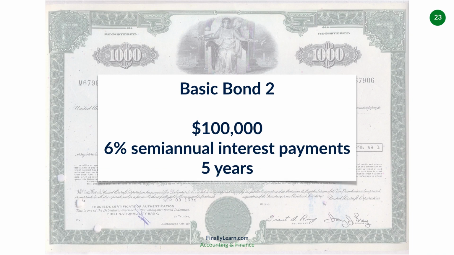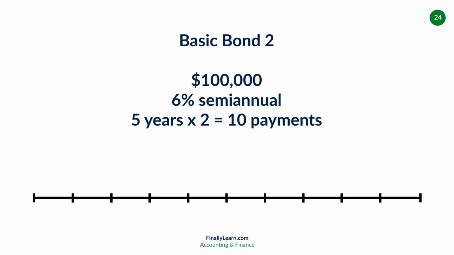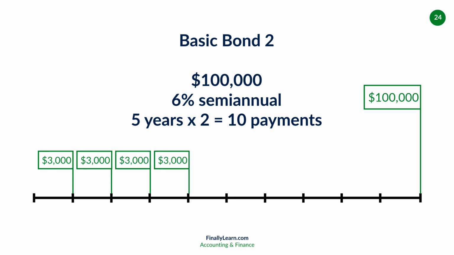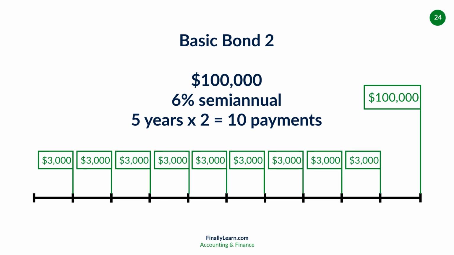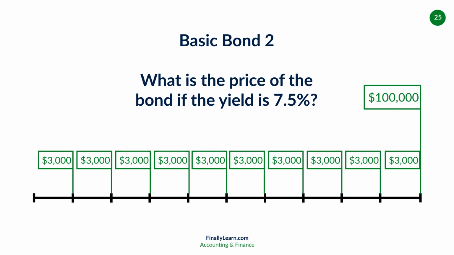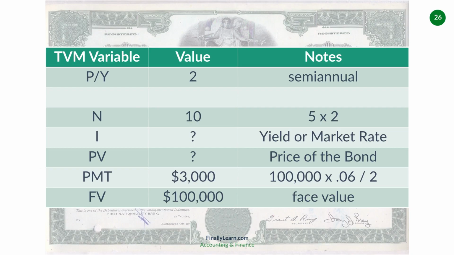All right, this is the same bond, just the second example. So $100,000, 6% bond for 5 years. Obviously, the payments would be just the same. You'd receive $100,000 at the end and $3,000 along the way. Well, what's the value of this bond? What's the price of the bond, or the present value, if the yield is 7.5%? So if you discount at 7.5%, you have the same periods per year, number of periods, payment, and future value. All this is the same.